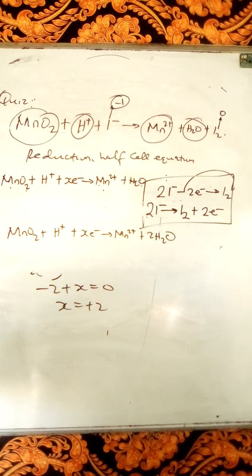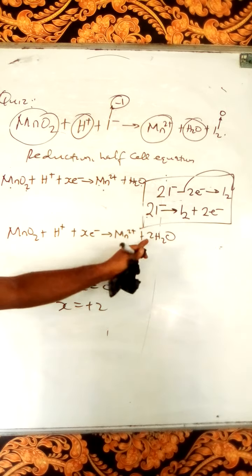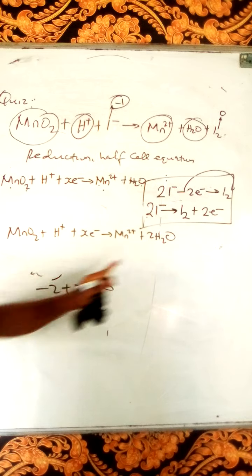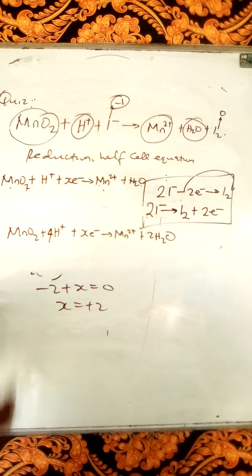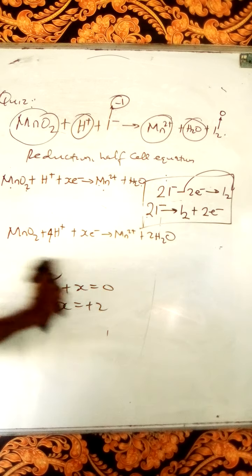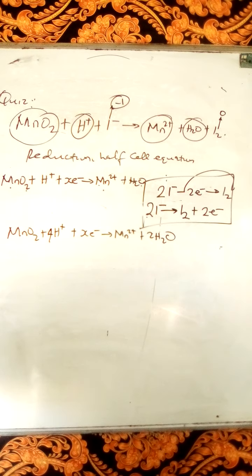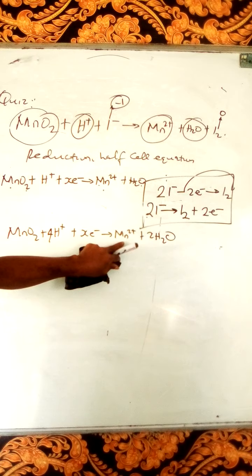Then what remains to be balanced? Hydrogen. Hydrogen you are seeing here is 4 atoms, 2 times 2 is 4. But here is only 1. We put 4 in front of the hydrogen. You check again and be sure before you continue, so that the work you're doing is going to be a worthwhile task.